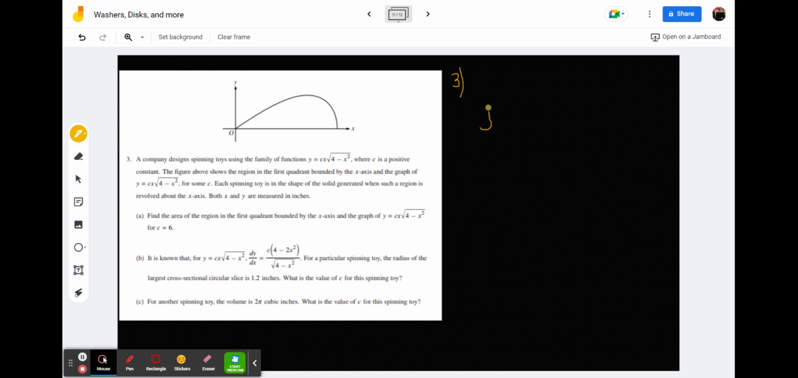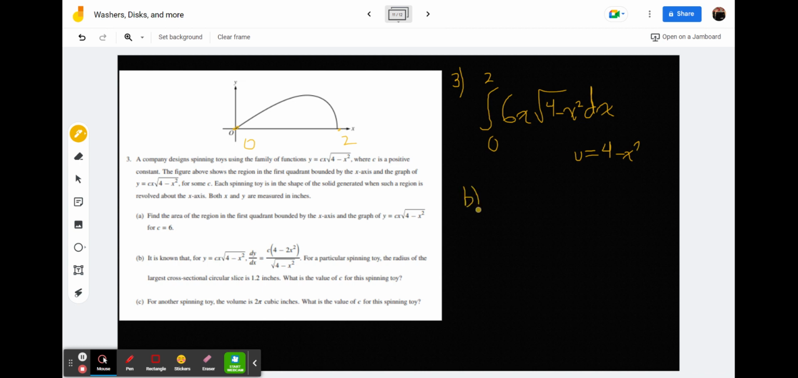Okay, well that's pretty simple. We need to find when this is 0, because it's bounded by the x-axis. And that's pretty obviously 0 and 2. So our bounds are 0 to 2. C is 6, so it's going to be the integral of 6x root 4 minus x squared dx. And in this case, to evaluate this integral, you would use u substitution, where u is equal to 4 minus x squared. Now, for the sake of time, we're not going to go over that.